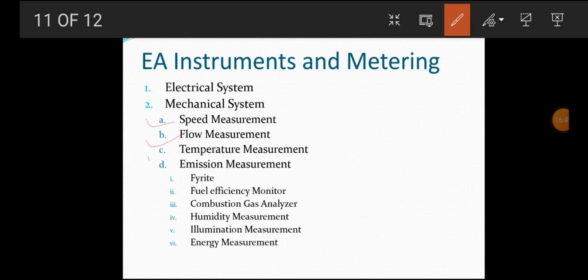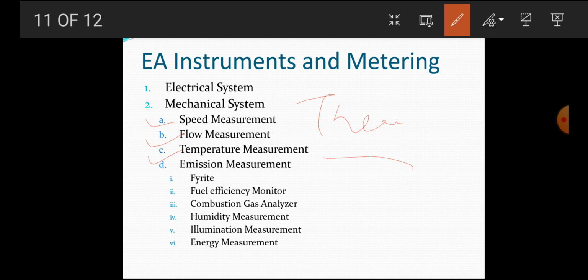Next is temperature measurement. Temperature measurement also has two types, that is contact type and non-contact type. So thermocouple is a contact type measurement device, and this device can only be used where the temperature is less than the temperature of the metal which is used for measurement.